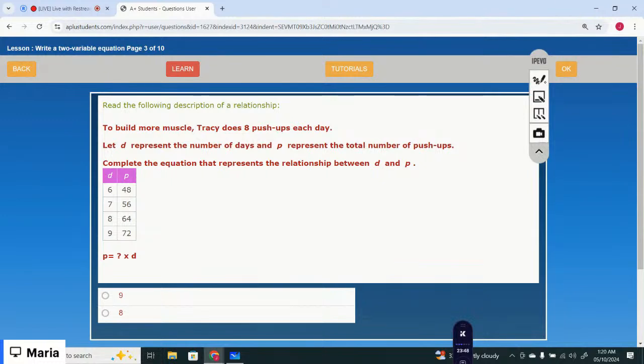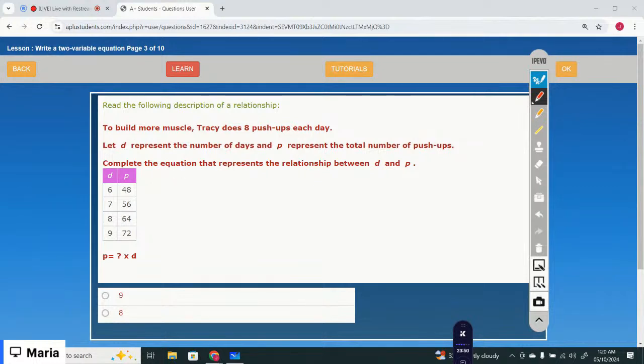Just look at the values, right? Complete the equation that represents the relationship between D and B. So you need to find a relationship between them, right? So 6 times what number is 48? 7 times what number is 56? So which number is it? That is 6 times, yes, 8 is 48, 7 times 8 is 56. That means you need to multiply these values by 8.